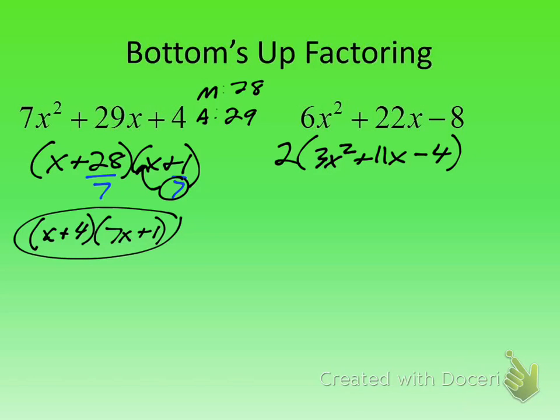One of the things that I found in my years and years of doing this is that GCFs get forgotten about. So you have to check them first, every single time. So 6, 22, and negative 8 each have a 2 in it. You take it out. Now, you factor all of that according to your bottoms-up method. So you multiply 3 and negative 4 to give you negative 12. Your add number is 11. So what two numbers multiply to negative 12, add to positive 11?